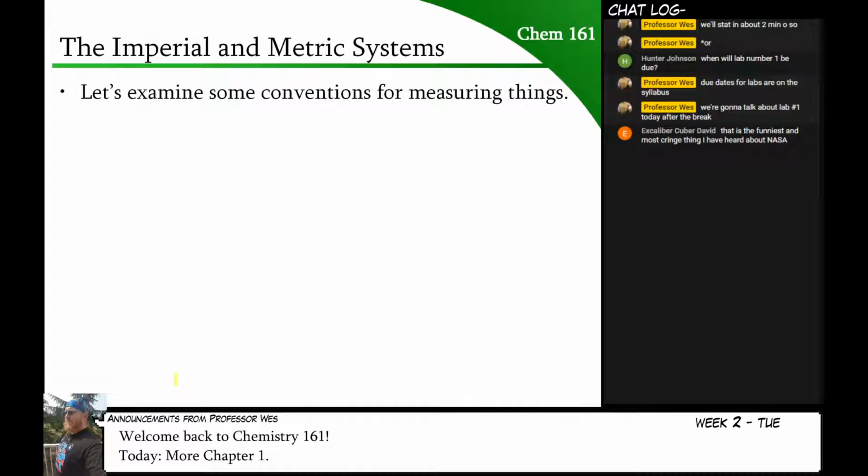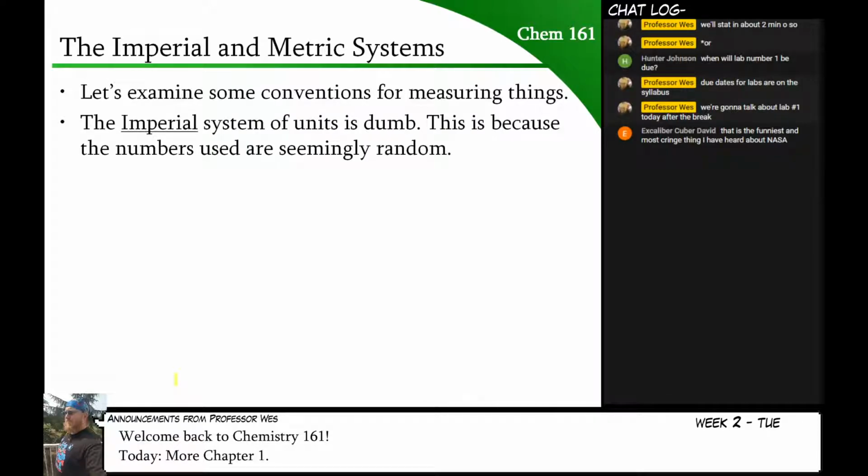I'm sure that there are tons of cringe things that NASA has done, but that's the one that I'm most aware of, is that, yeah, we blew up a probe because somebody did Imperial and it was supposed to be metric. Speaking of Imperial, the Imperial system of units is the worst thing ever.